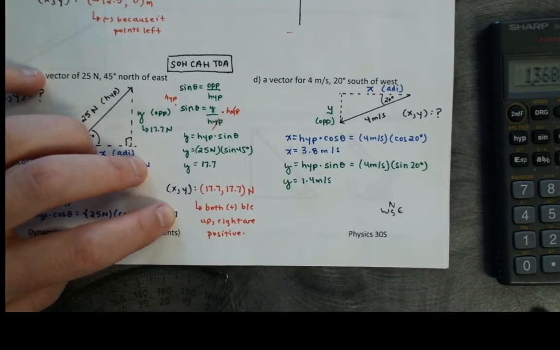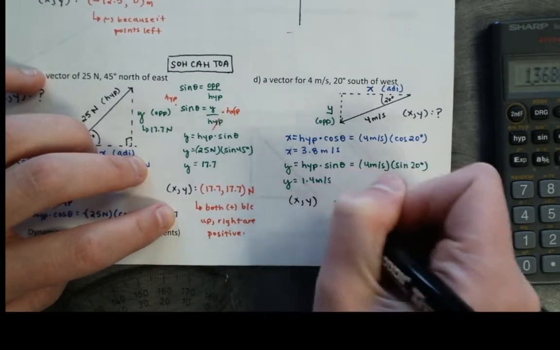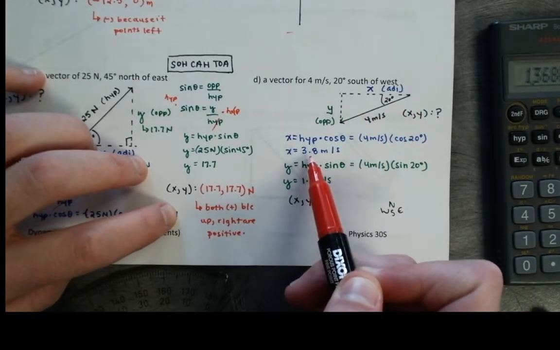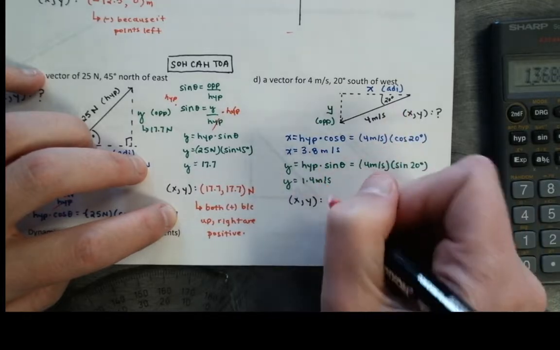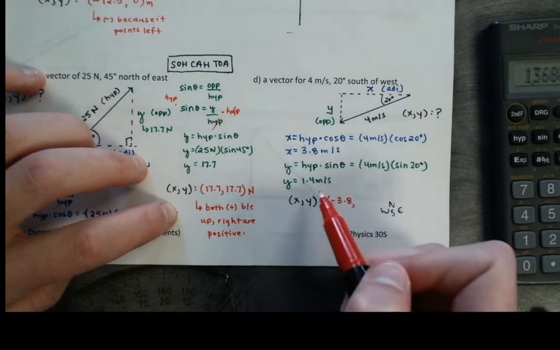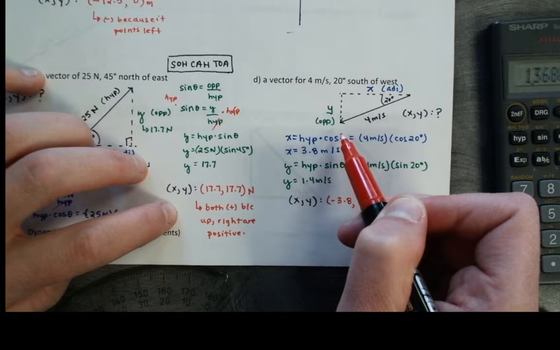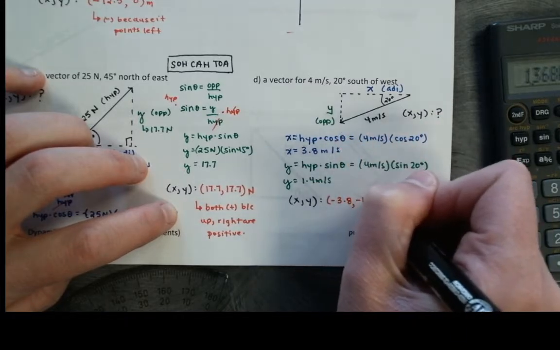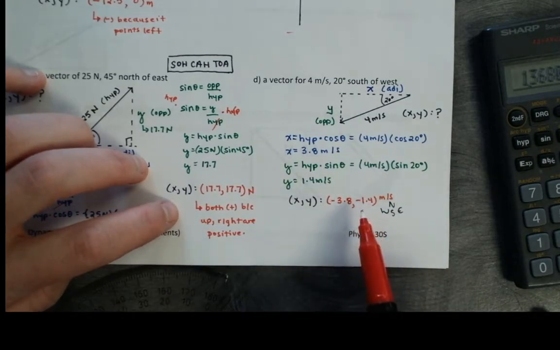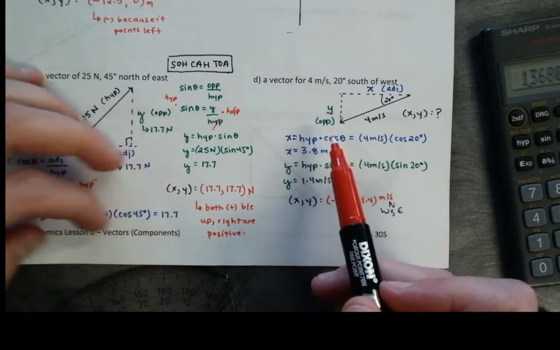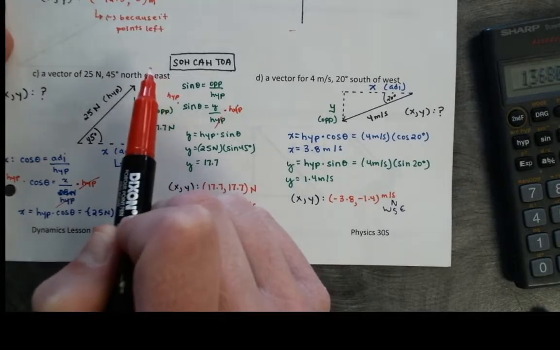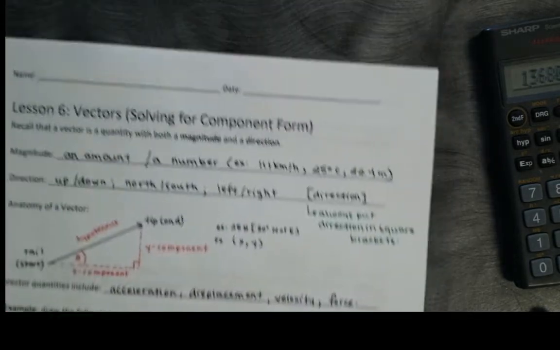Okay, so let's report our components. So the x and the y. Well, our x we found to be 3.8. Now, it's going to the left, which means it's going to be a negative 3.8. Our y we found to be 1.4, but it's going down. So that means it's negative 1.4. So the components of this vector, by seeing the negatives, you know that this vector is going to the left and it's going down. Just like these ones were both positive, which meant the vector was going to the right and up. Okay?